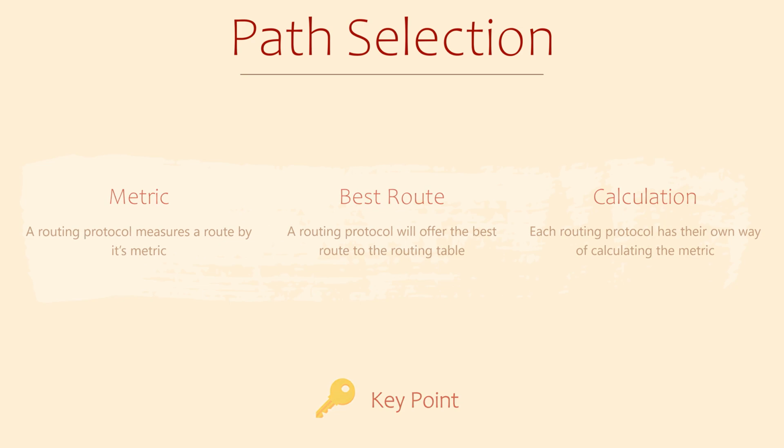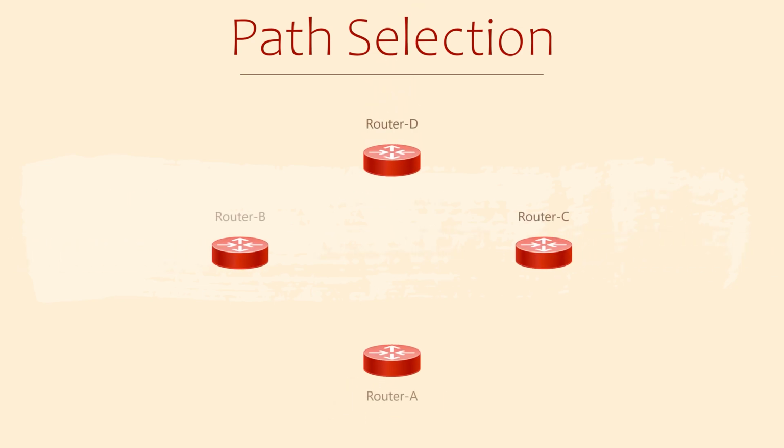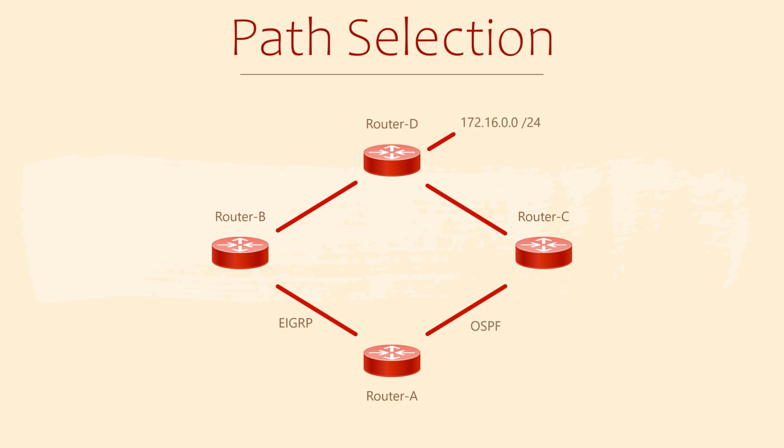This leads to an interesting question. The metrics are very different between routing protocols. So, how is the best route selected if it is learned from two different routing protocols? Let me explain. See this topology? Router A has two paths to reach the 172.16.0.0 network. For example, our router learns this route from an EIGRP neighbor on the left link, and it learns it from an OSPF neighbor on the right link. The EIGRP metric may be 3072, while the OSPF metric may be 2.